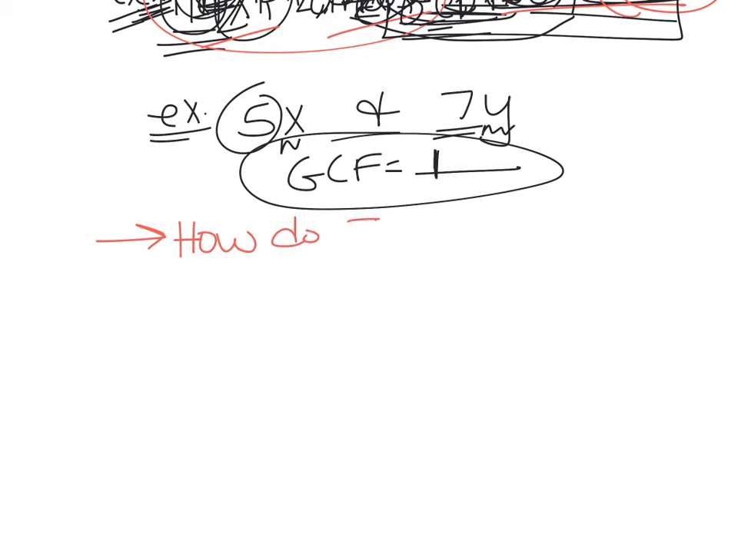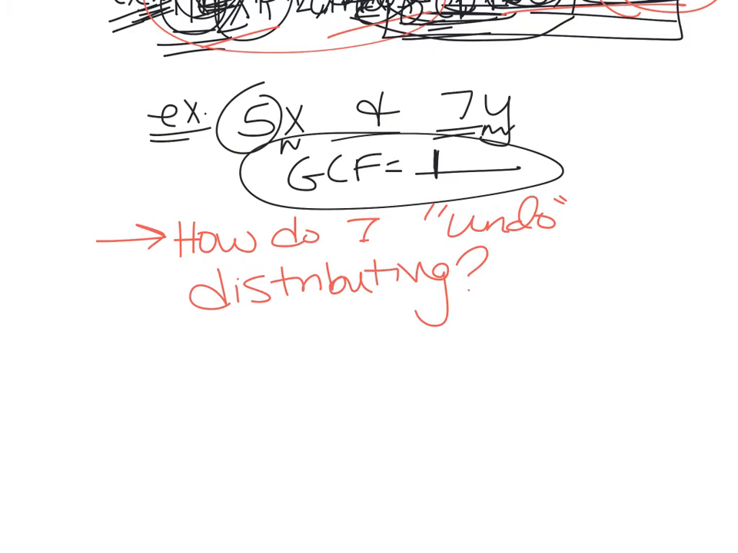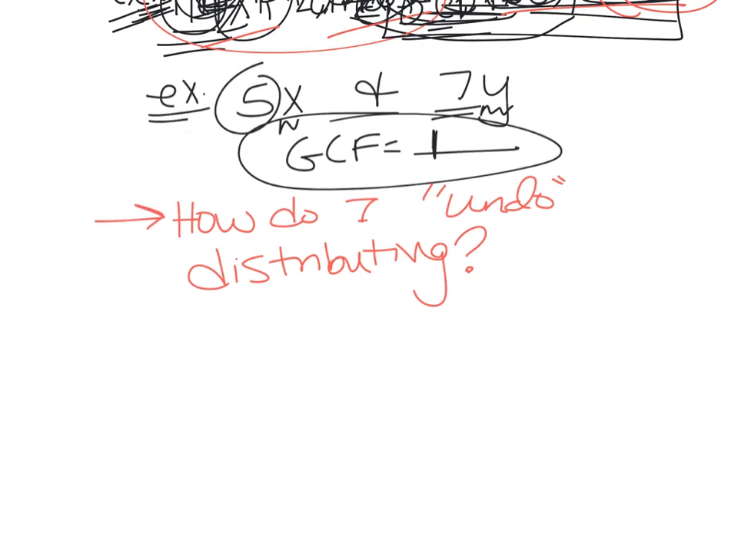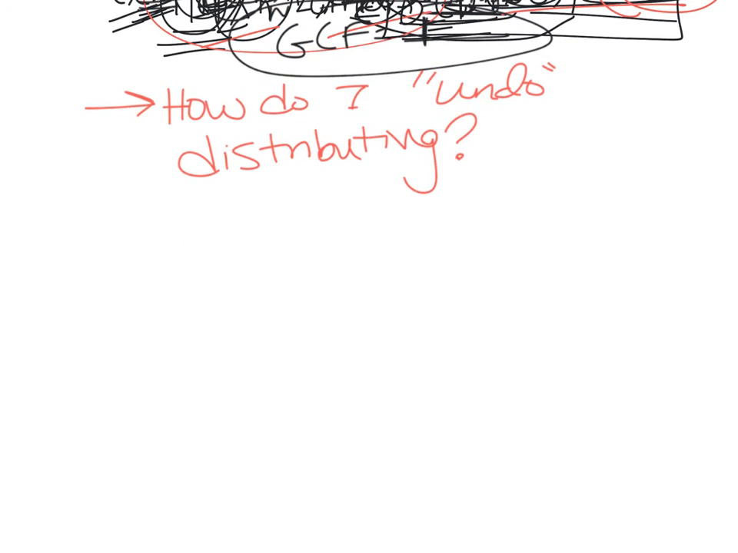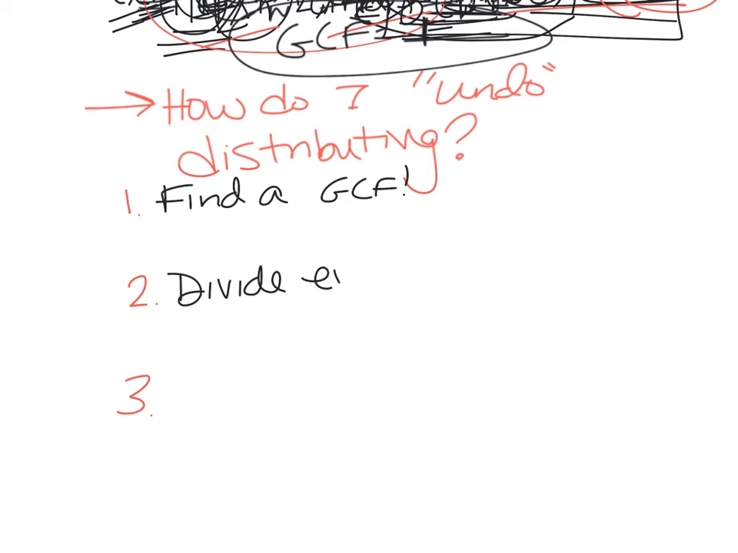So now here's the main punch of my day. How do I undo distributing? Here's the main lesson, the main punch of where I'm trying to get to. How do I undo distributing? Well, I have 3 steps. Step 1, find a GCF. We've just done that. Step 2, divide every term by the GCF.